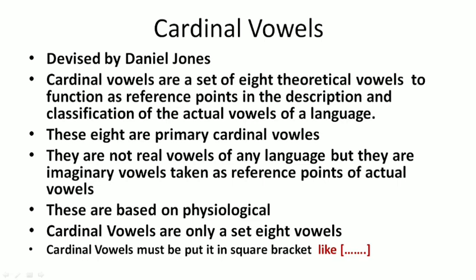ടോട്ടൽ 18 എണ്ണം ഉണ്ട്, but we use only 8 theoretical vowels. These 8 are primary cardinal vowels. So these 8 are primary cardinal vowels. Naturally, there are secondary cardinal vowels as well. They are 10.